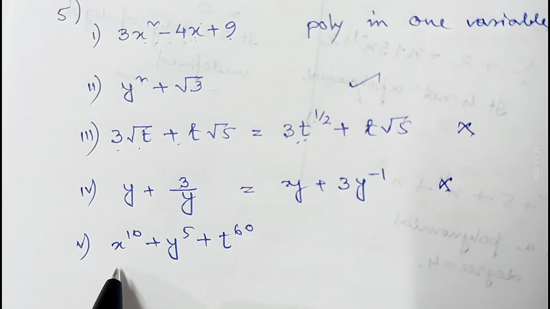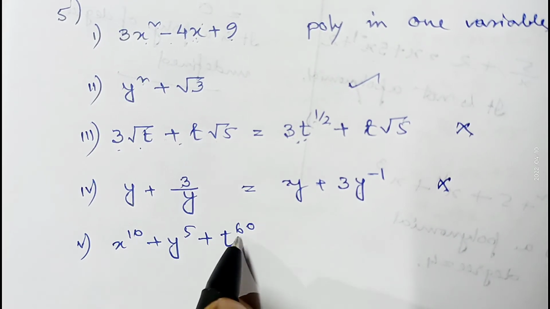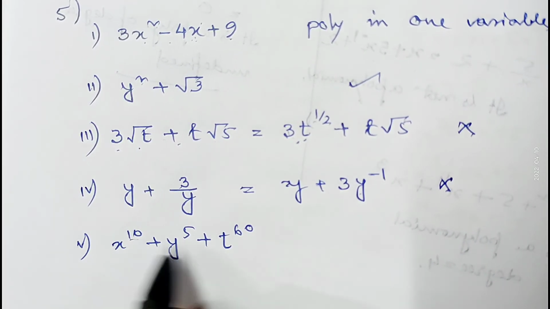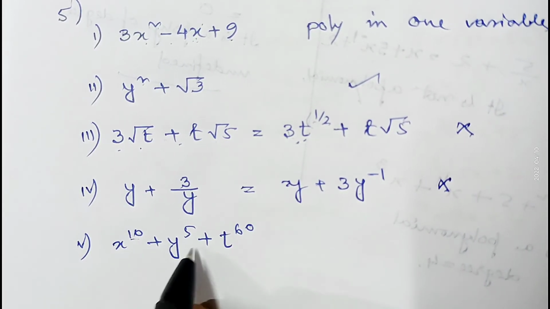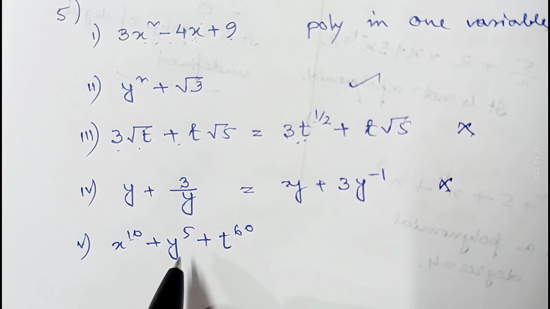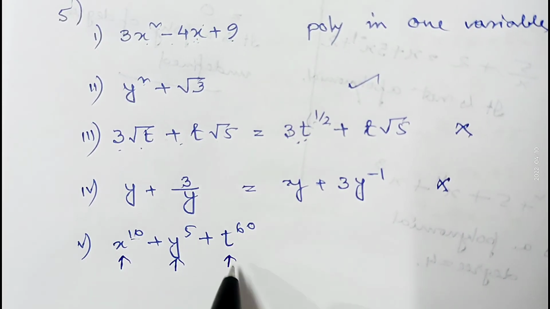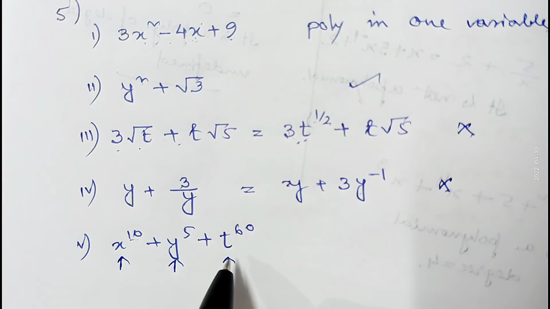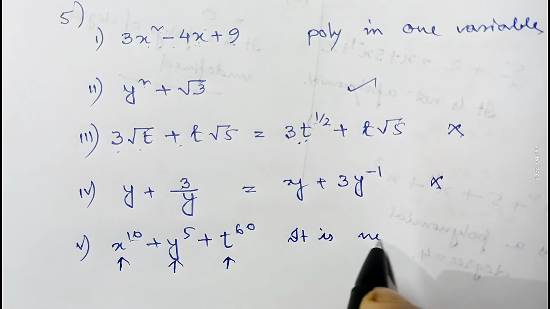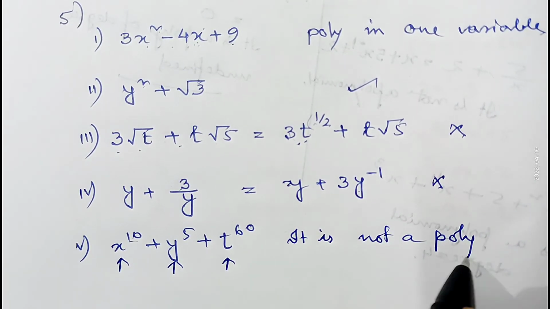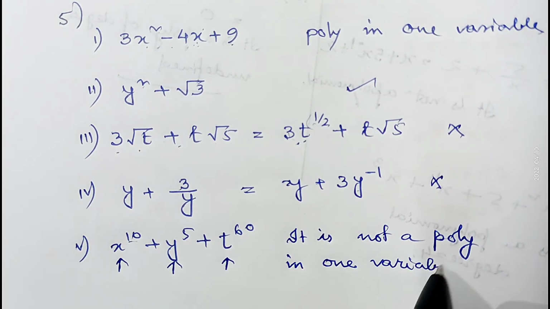In the last case, it is given x to the power 10 plus y to the power 5 plus t to the power 60. So these 10, 5 and 60 all are whole numbers, so it's a polynomial. But in the question it is given whether they are polynomial in one variable, but as you can see here, x is one variable, y is another variable, t is another variable, that means there are three variables, that means it is not a polynomial in one variable. We can write here it is not a polynomial in one variable. I hope this question is clear.